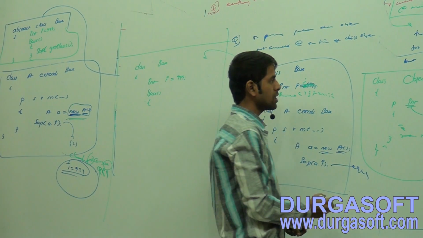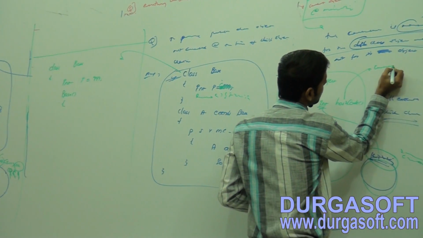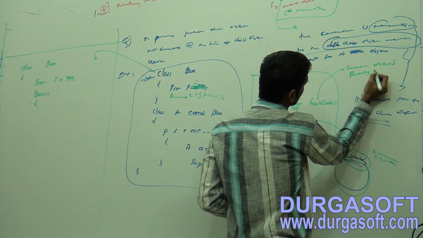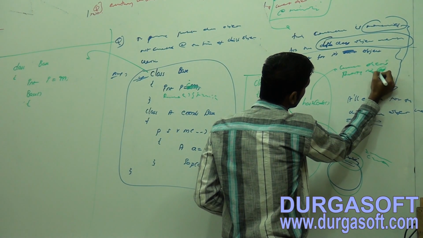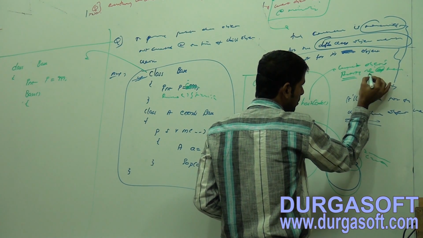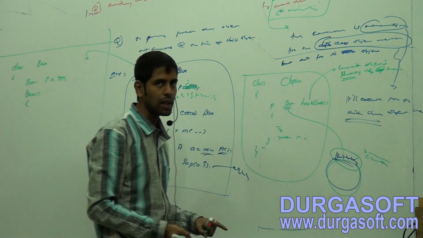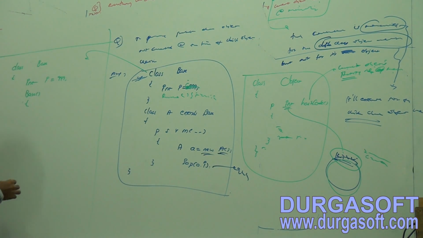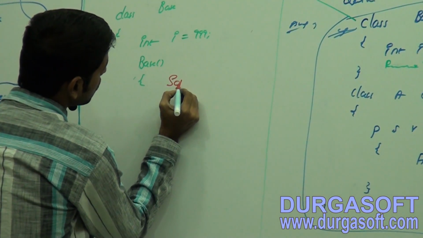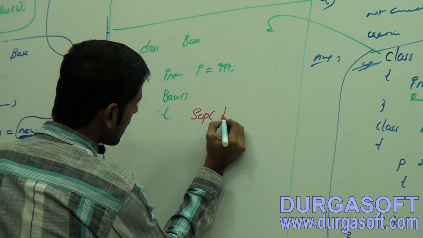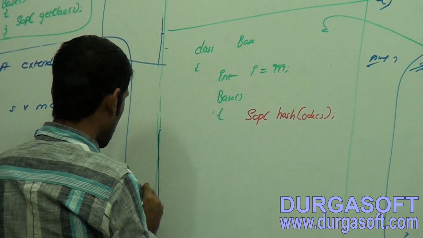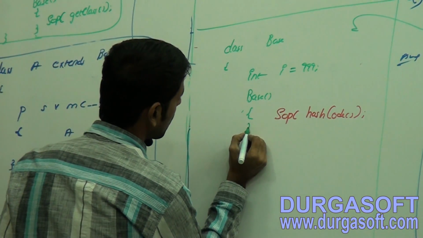This method always returns the current object's identity number at memory, guys. Current object's identity number at memory. Getting? Now observe this part carefully. Now let me use System.out.println of hashCode. Getting? hashCode. Observe. Okay, now let me close this one.